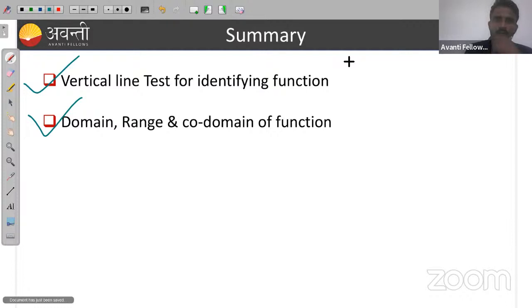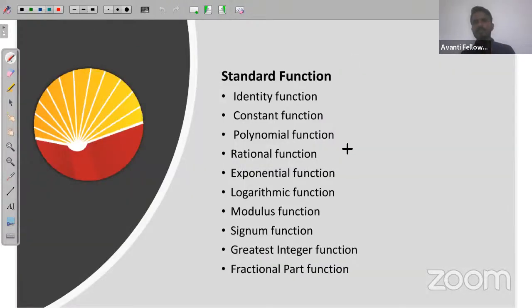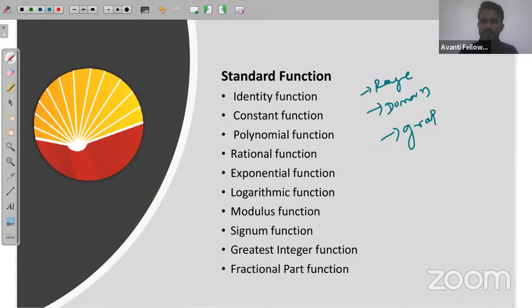Okay. So next we'll see some standard functions, because this will be very helpful to you to understand calculus. Or in many chapters you are going to draw those functions frequently. What we will basically see for these standard functions is the range, the domain, and the graph, and sometimes its properties. In the upcoming class, tomorrow's class, we'll see these things for each function.